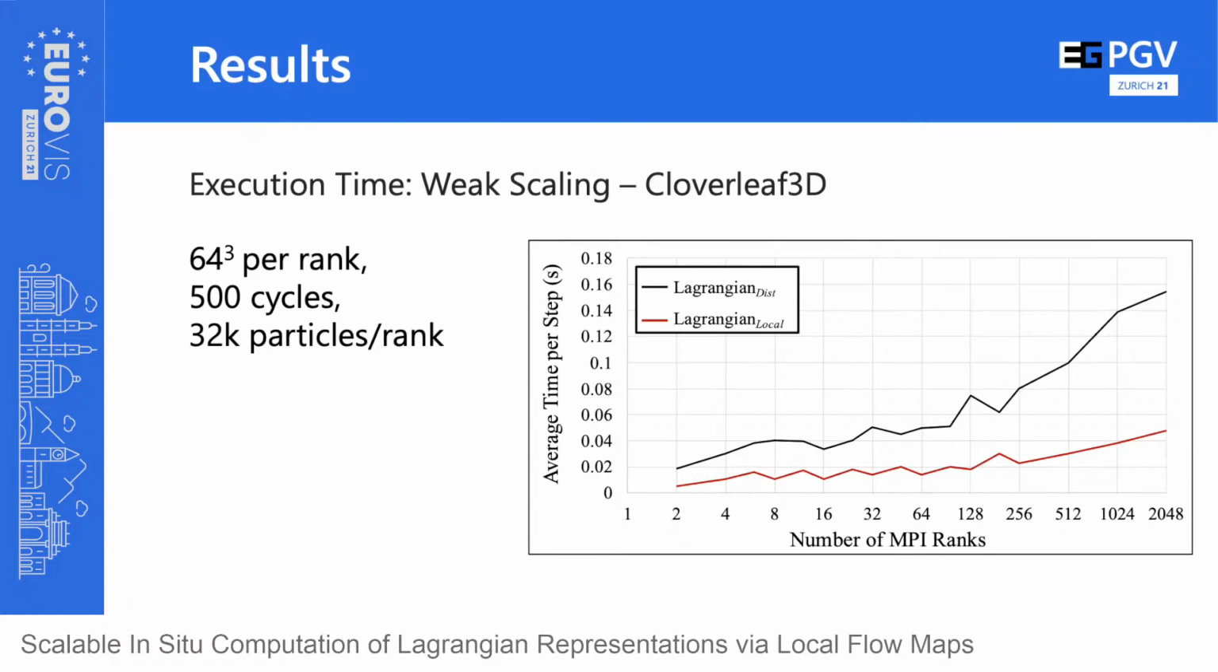Beginning with the results from our weak scaling study, the plot on the right shows the number of MPI ranks on the x-axis and the average time per step on the y-axis. The red curve is the result of the Lagrangian local tests, and the black curve, the result for the Lagrangian distributed tests. We conducted experiments that used up to 2048 MPI ranks across 512 compute nodes. Here, each rank used a single GPU. That is, we used a total of 2048 GPUs in our largest experiment.